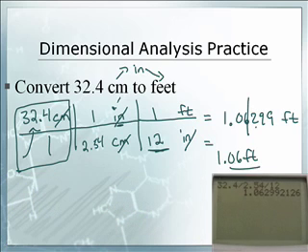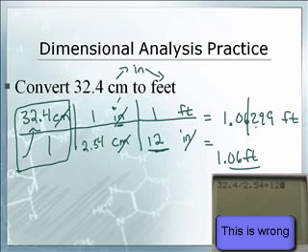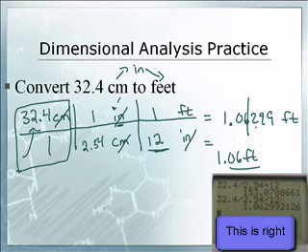Guys, don't make the mistake of hitting the times button. Let me show you what not to do. Don't go 32.4 divided by 2.54 times 12. That doesn't work. It works if you use parentheses, but just don't do it. You get the wrong answer. Right, 32.4 divided by 2.54 divided by 12. And that's how you put it in.